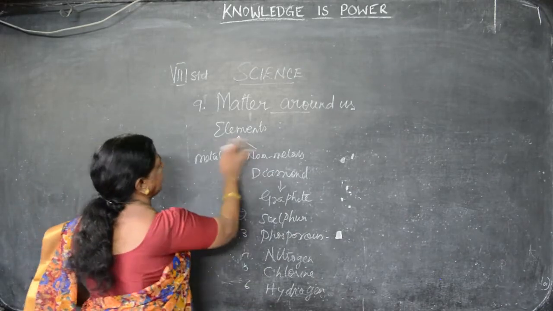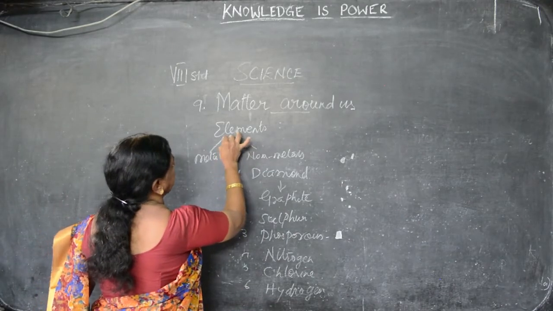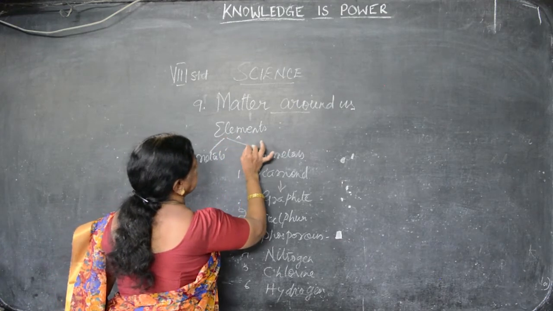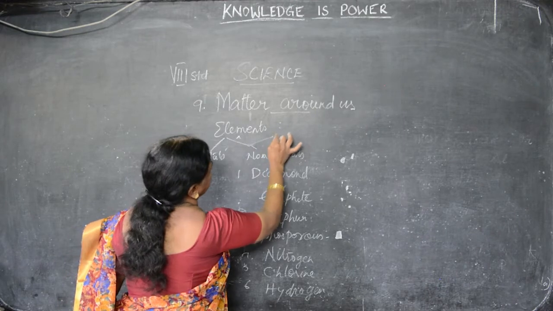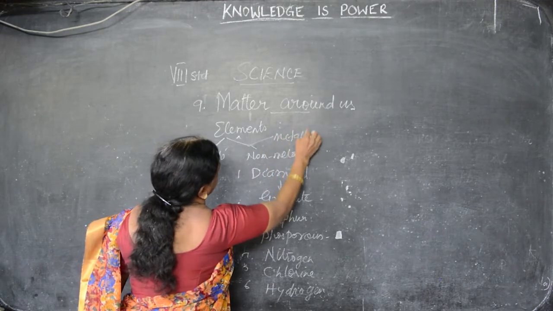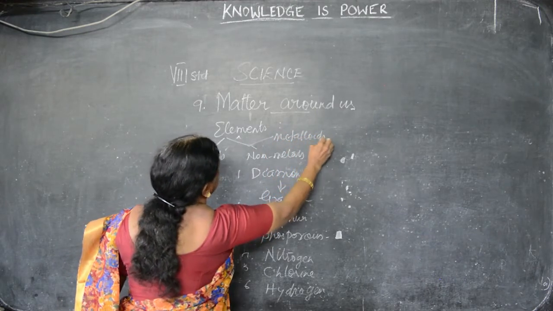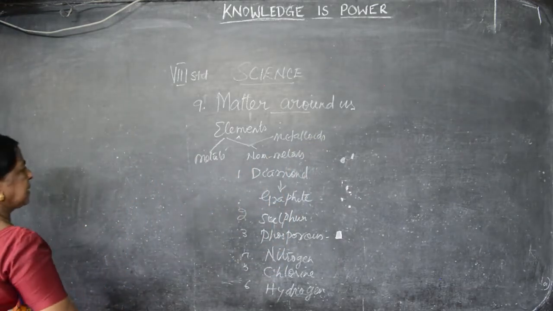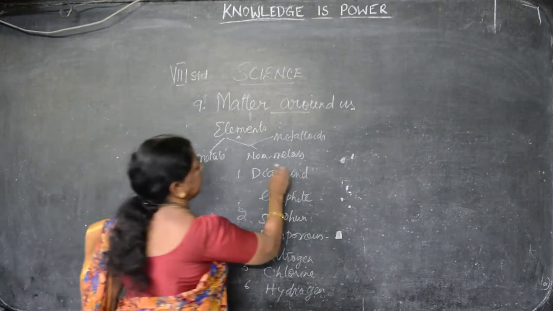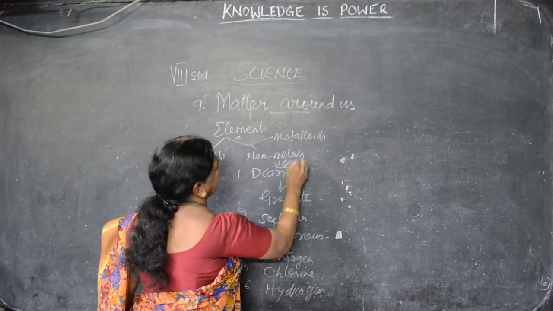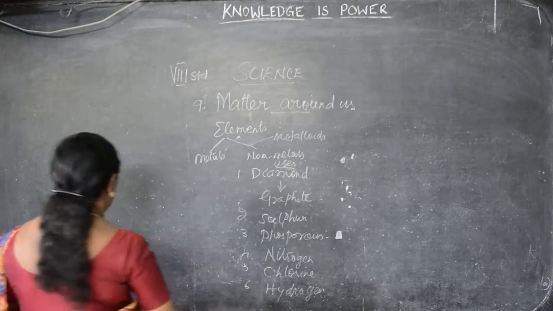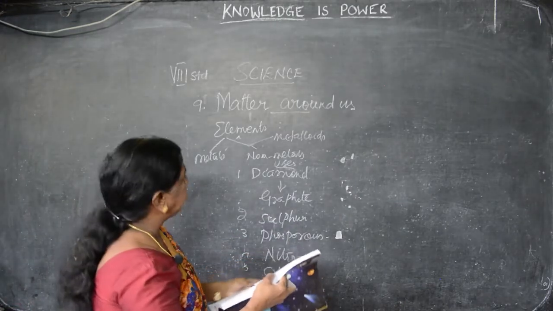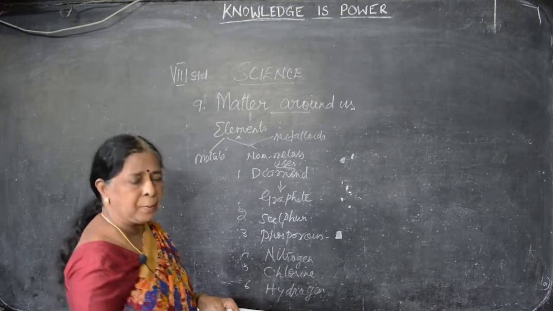Elements: metals, non-metals, and then what I said, metalloids. Metalloids have both characteristics, metal characteristics and non-metal characteristics. And then we have seen non-metal uses, okay. Now what are metalloids? I will write here. Metalloids have both the things. For example, they exhibit properties of both metals and non-metals.